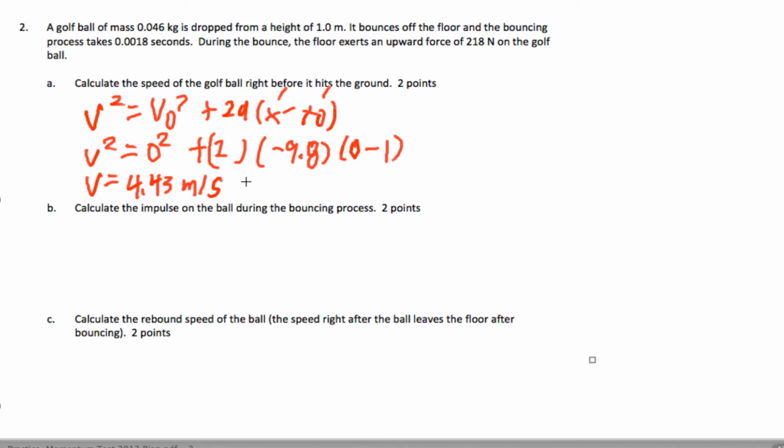Now I'm going to make one little simplification here. I'm going to actually say that v is negative 4.43 meters per second. And what we do when we do that is we're saying that downwards is negative.